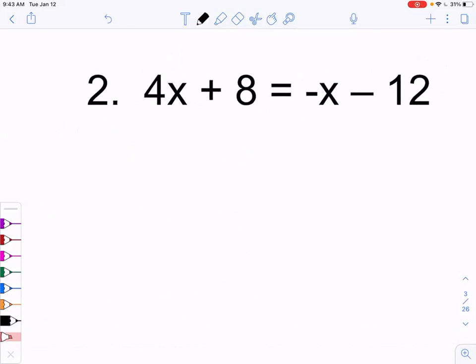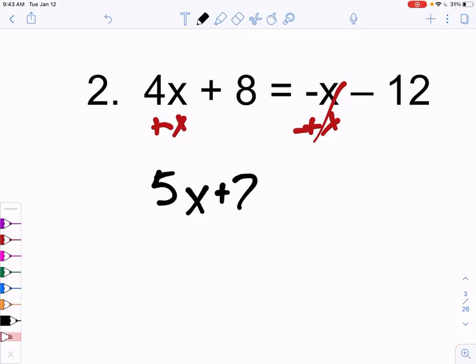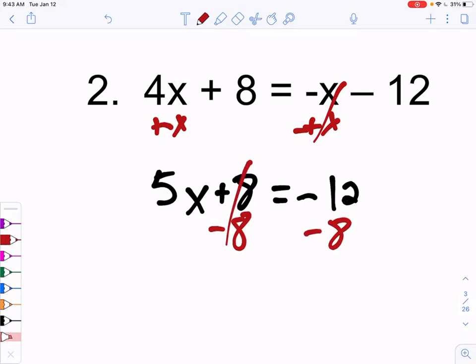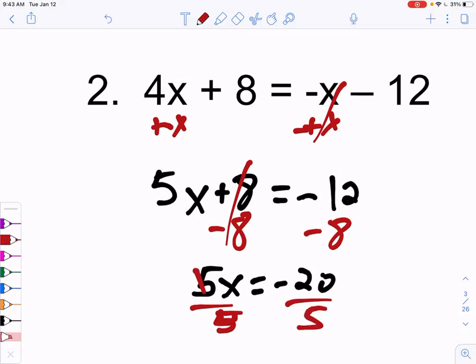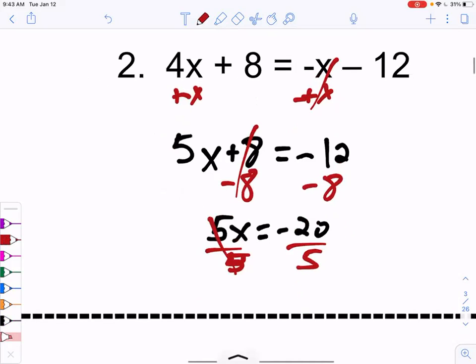TJ, what's the first step here? Yeah, add x over. Josh, what do we do next? Good. And Haley, what's your final answer going to be? Yeah. That's it.